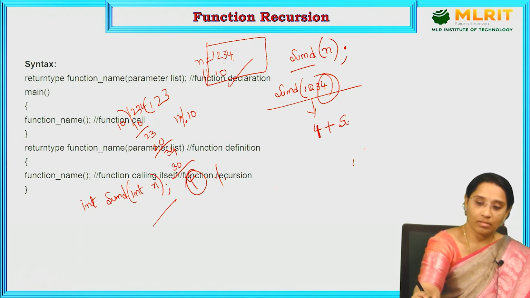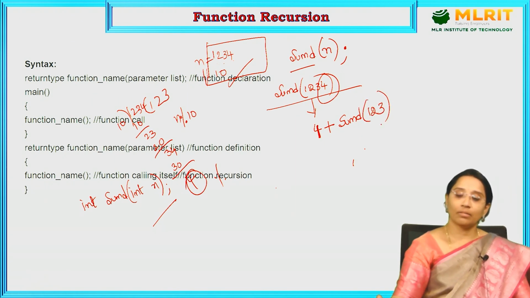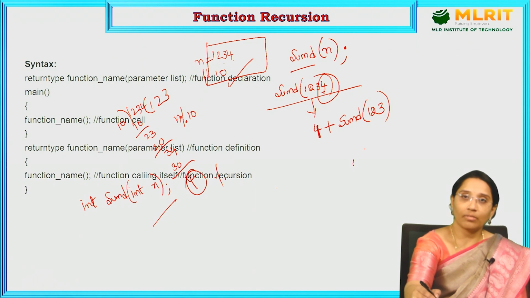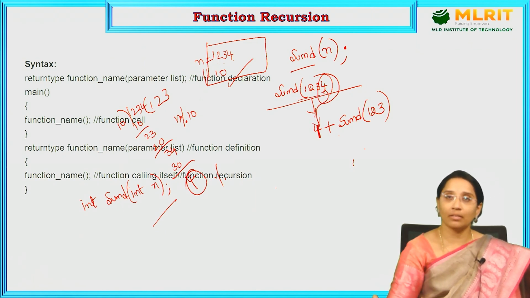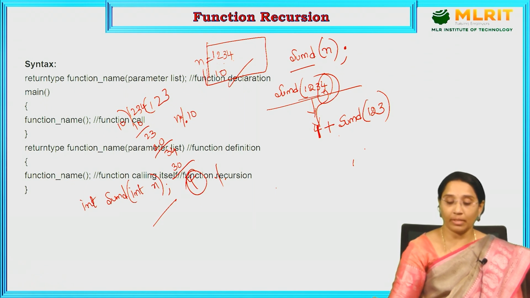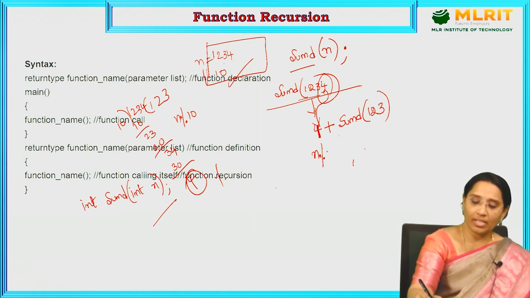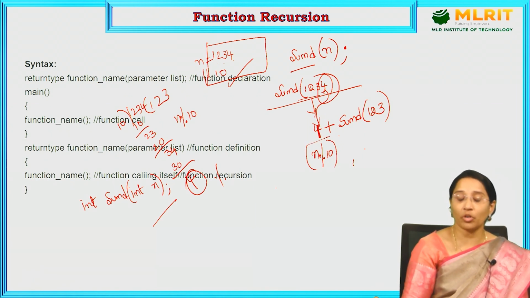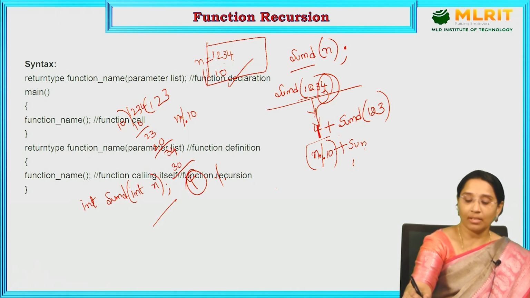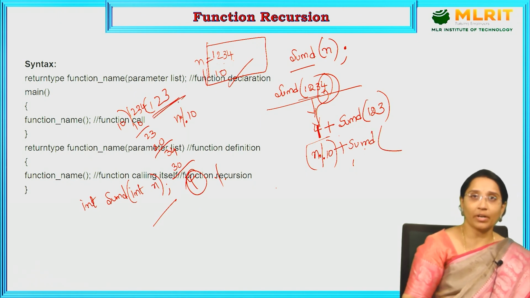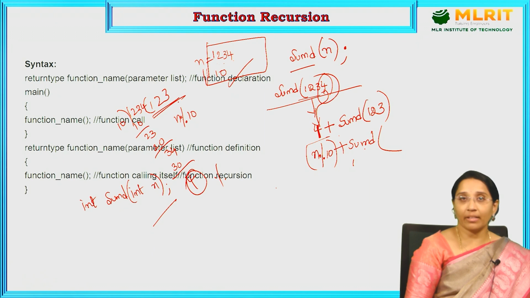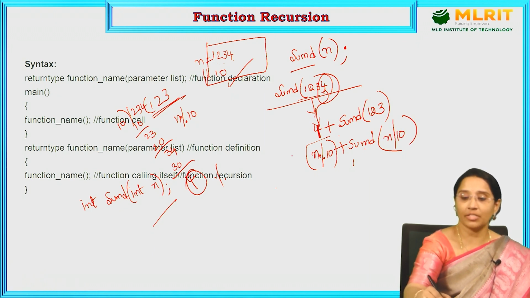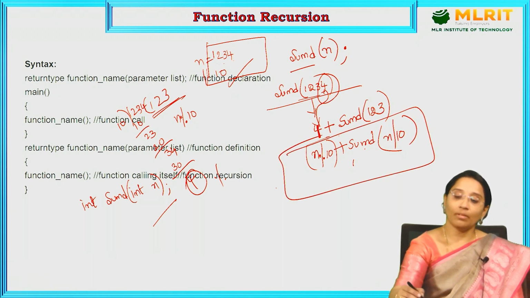Plus sumd of 123. Let's see this one. So I have retrieved the last individual digit, plus sumd of the remaining digits. The remaining digits are 1, 2, 3. So n modulus 10. By applying which operator did I get this one? Obviously it is the modulus operator. Plus sumd of, so here it is 123. By applying which operator can you get the quotient? By the division operator. So this is your recursive function: sumd of n by 10.